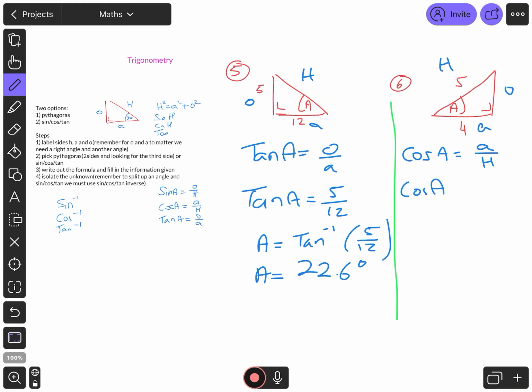So that's cos of the angle, I don't know, when I fill it in, equals A is 4, H is 5. Again, splitting that up, I need to use cos minus 1 of 4 over 5. I press shift and cos, 4 over 5 into the calculator, and I end up getting A to be 36.9 degrees. So you can now take a look at questions 10, 11, 12 on the sheet.